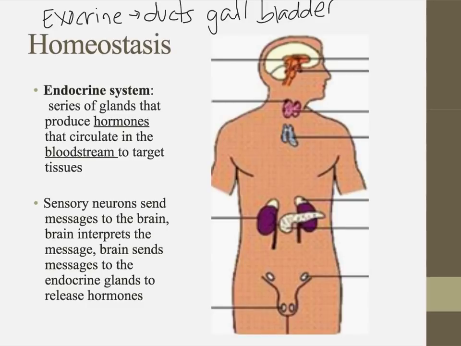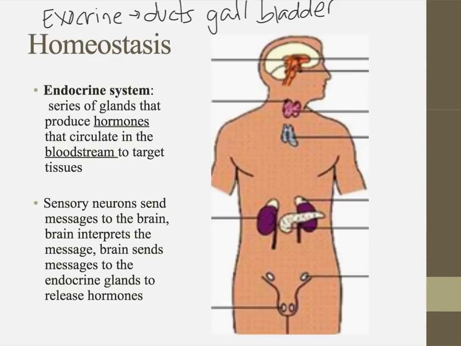Endocrine glands work a little bit differently. They secrete a hormone that goes throughout the entire bloodstream. It does, however, only affect certain target tissues. So how does this work? Well, some kind of sensory neuron somewhere in your body sends a message to your brain. That brain interprets, well, maybe something's not going right here. It will then send another message to an endocrine gland, which is going to release a hormone throughout your whole body to try to bring whatever that value is back to homeostatic levels.